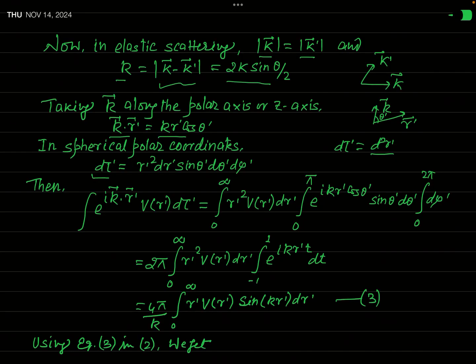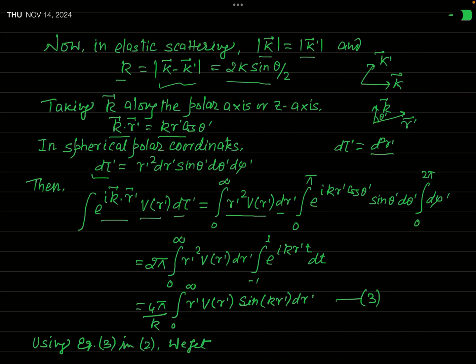Now taking these things into account, you can evaluate this integral, that is the integral of e to the power i kappa dot r dash times V of r dash d tau dash. Let us see. This will be the integral from 0 to infinity of r dash square V of r dash dr dash.